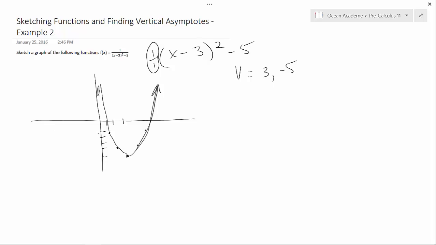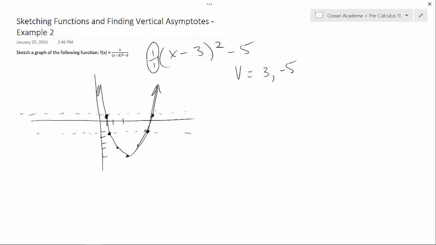So we need to draw our dotted lines at y = 1 and y = -1. And wherever our graph, our parabola, crossed y = 1 and y = -1, those are going to be points that are still going to be on our graph of 1 over (x - 3)^2 - 5.